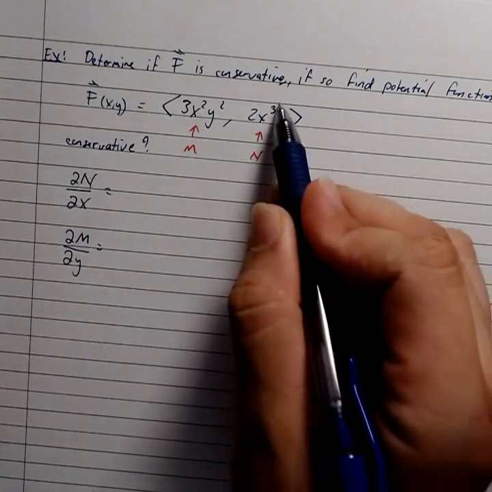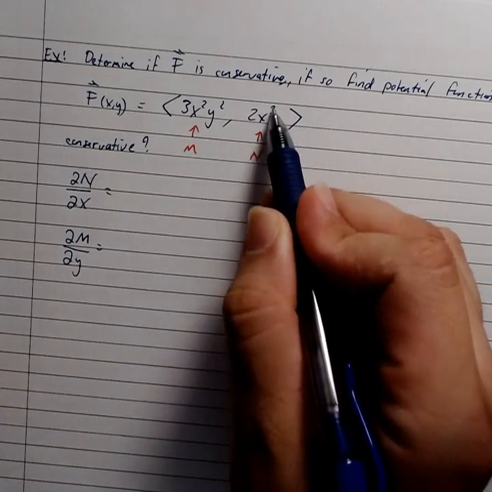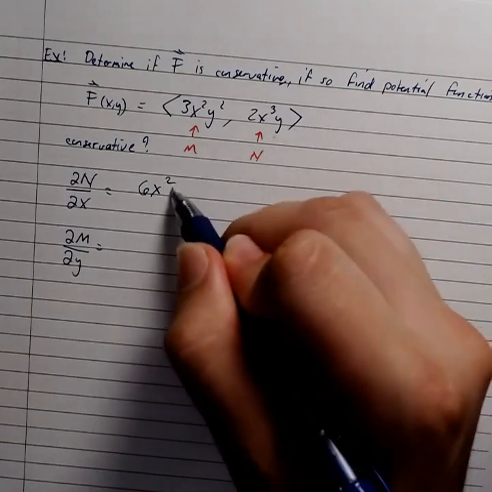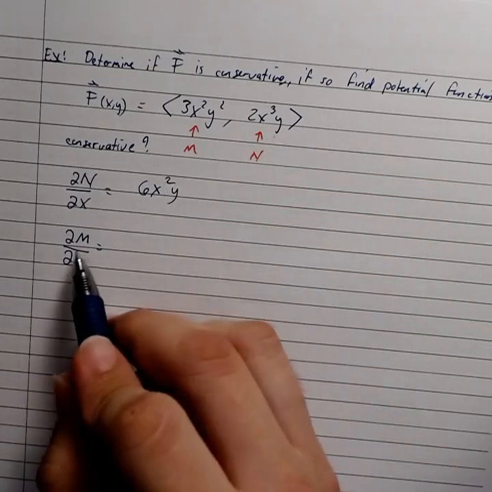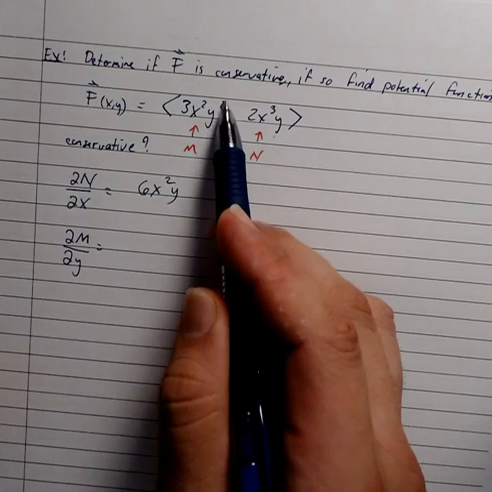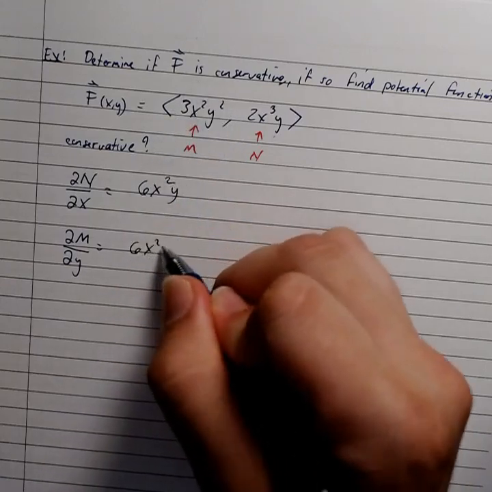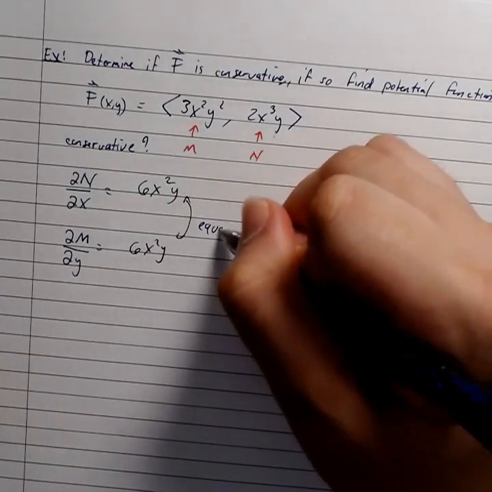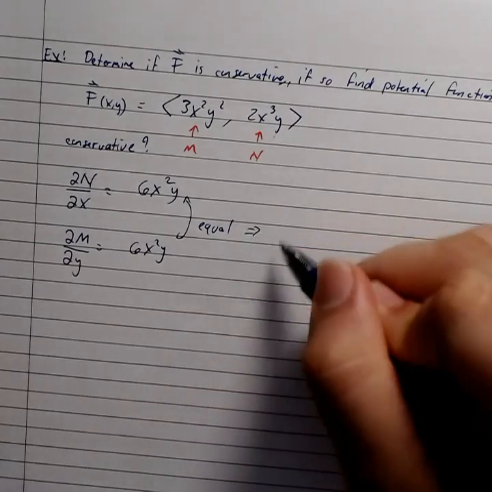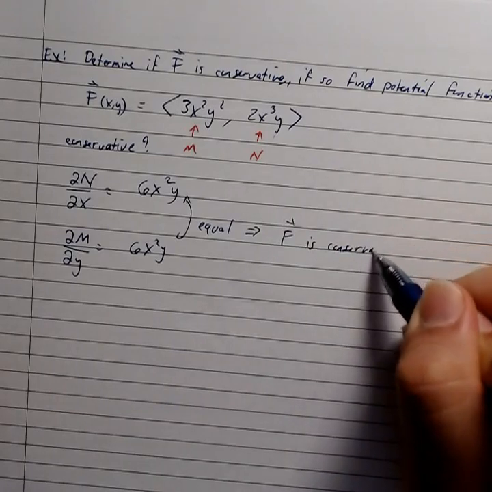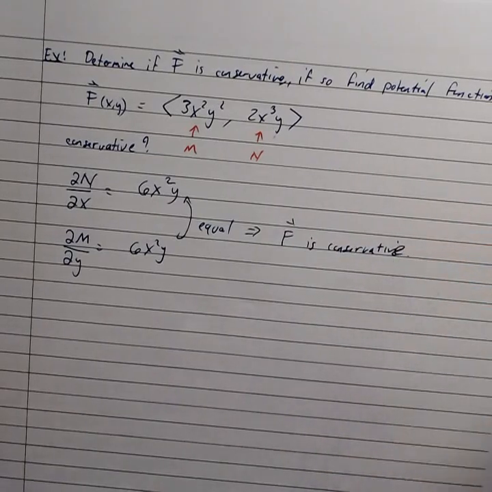The partial of this with respect to x, well, this is the only variable, so you take your 3, bring it down, subtract 1 from the power, and the y stays the y. Here, the partial of M with respect to y, well, this is a constant. This is the variable, so take your 2, bring it down, and subtract 1 from the power. Notice that these two match. And because these two match, that implies that F is conservative. If they don't match, then it's not. Okay, so this is conservative.